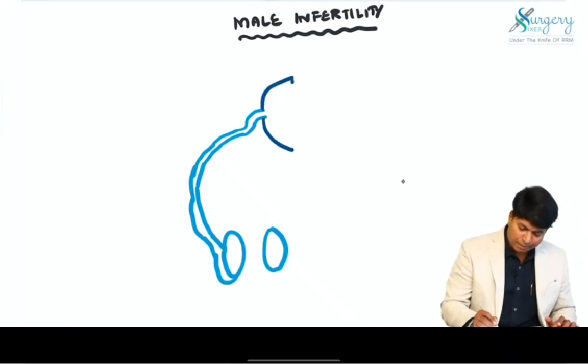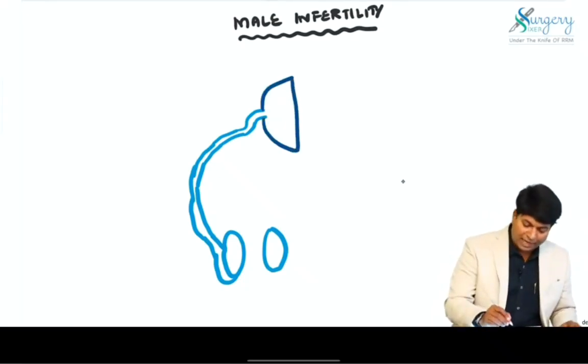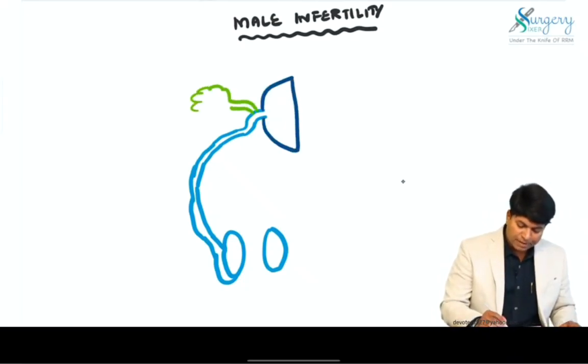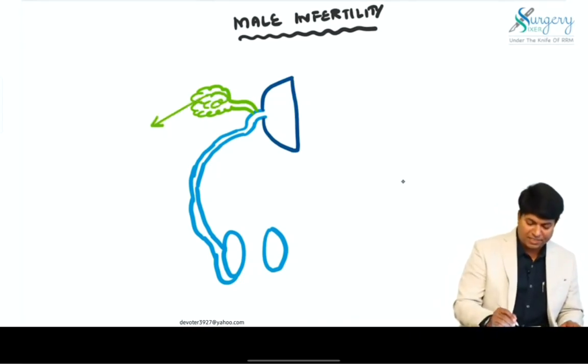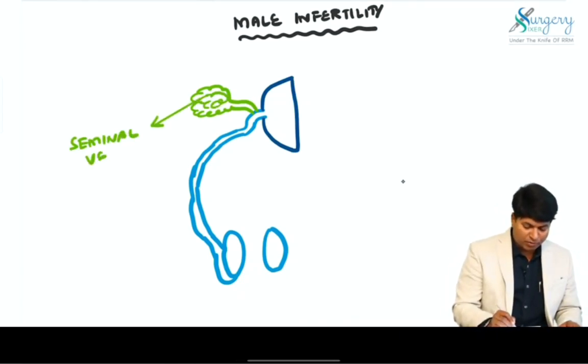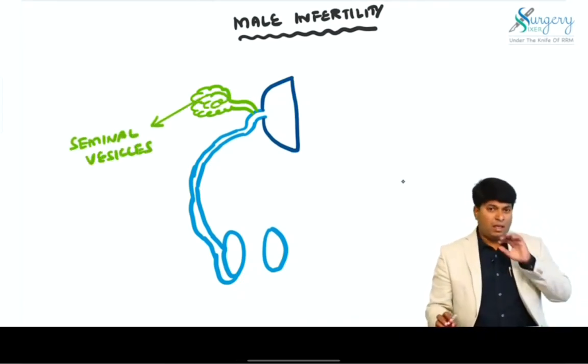This is prostate. It's going to enter the prostate. Before entering the prostate, it is joined with seminal vesicles. This is seminal vesicles. What is the function of this seminal vesicle? So please understand the normal anatomy I'm discussing. That is very important for your exams.